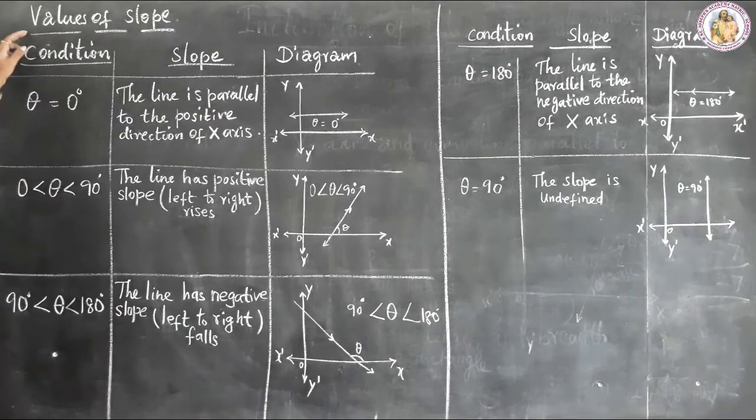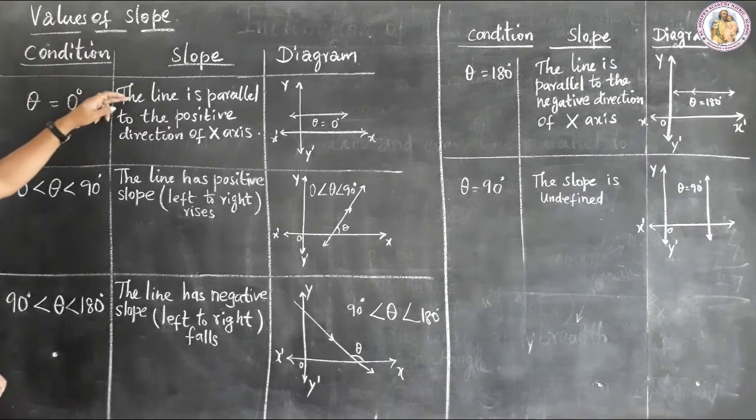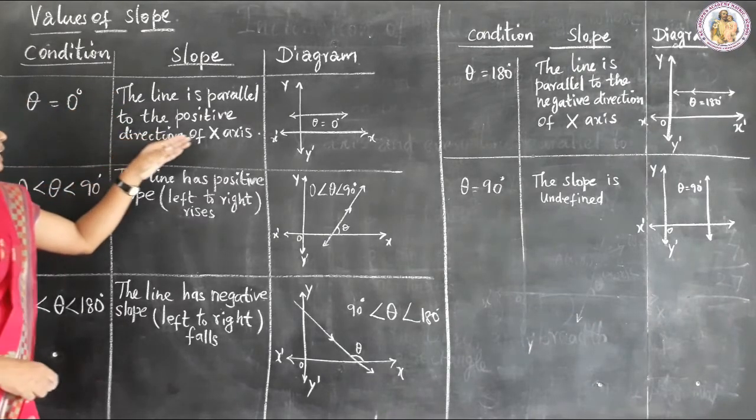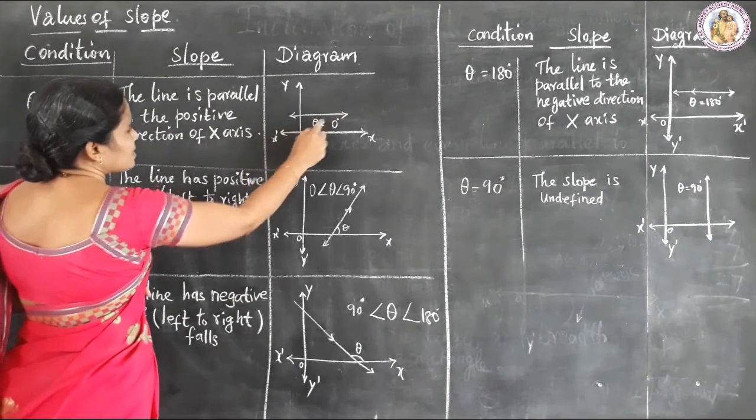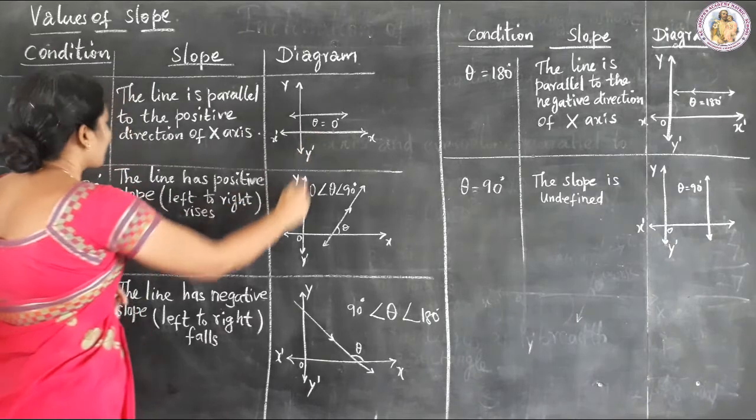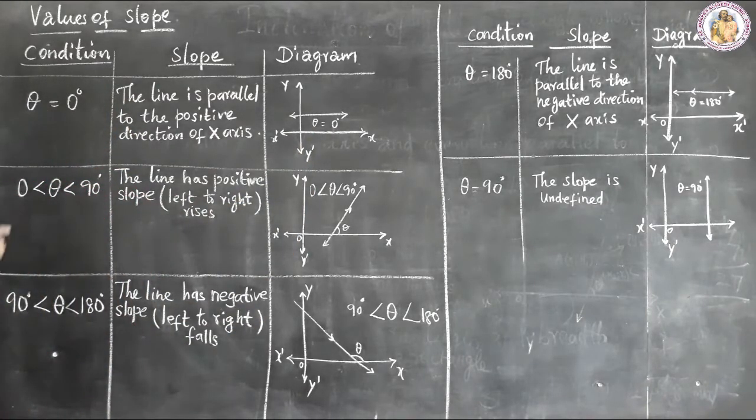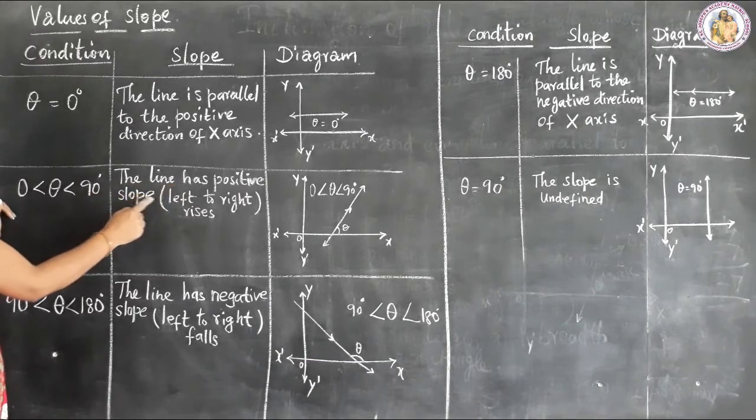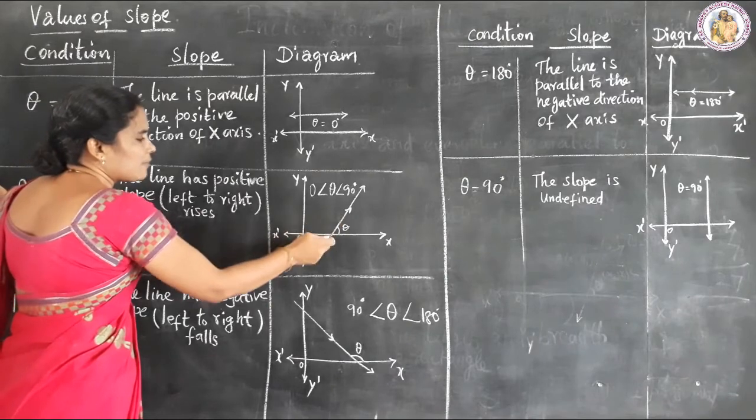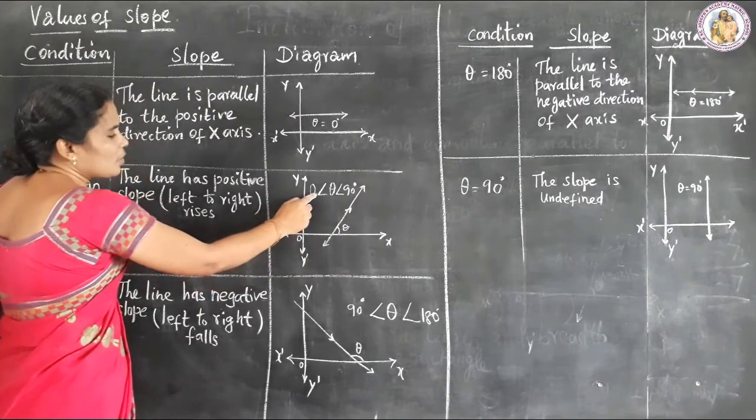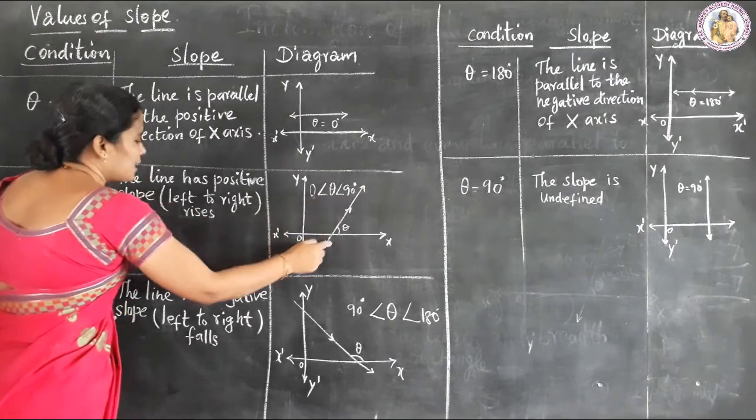Now let us learn values of slope. Condition, slope and diagram is given. Here theta is equal to 0 degree where the line is parallel to the positive direction of the x-axis. Now here you can see the line which is parallel to the x-axis. Theta is equal to 0 degree. And here 0 is less than theta less than 90 degree, where the line has a positive slope which rises from left to right.